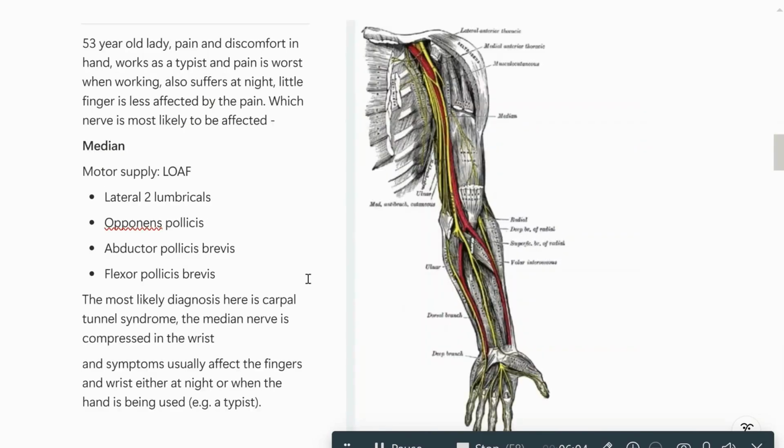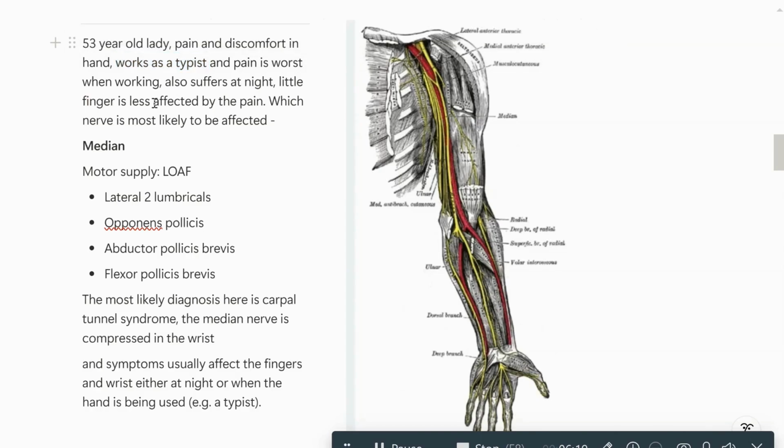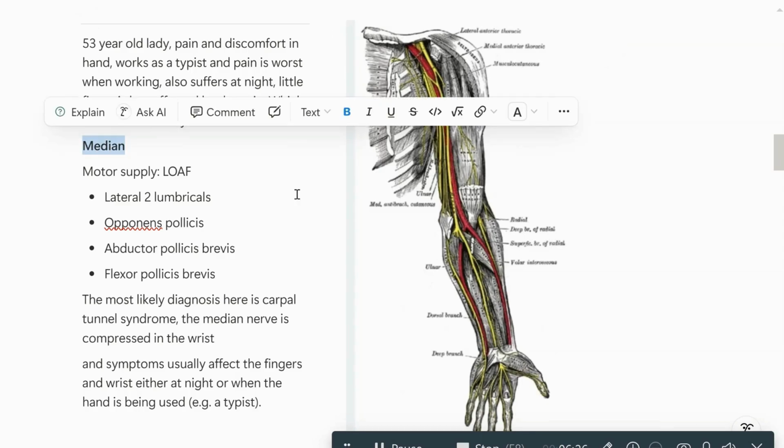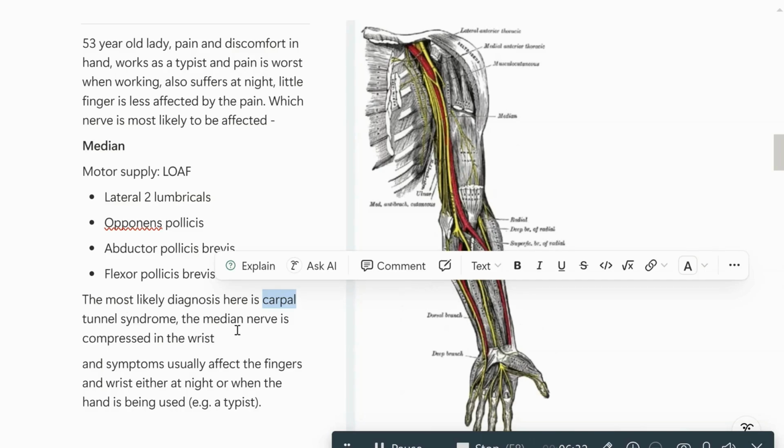The next question states that there is a 53-year-old lady who presents with pain and discomfort in her hand. She works as a typist and the pain is worse when working, and she also suffers at night. However, the little finger is less affected by the pain. Which nerve is most likely to be affected? In this case, the median nerve is going to be affected. The diagnosis here is carpal tunnel syndrome, but let me explain a few anatomical points related to the median nerve.